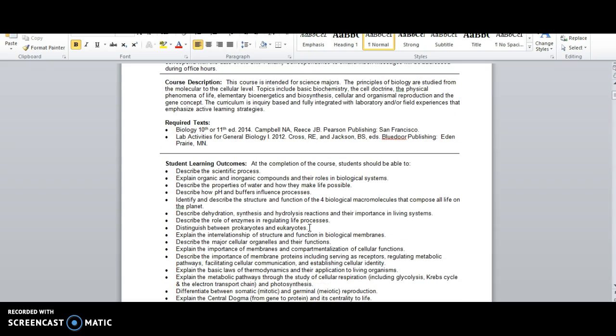The required material is some type of textbook. It can be the 10th or the 11th edition. If you can't afford either of those, you can rent the books, or you can just get an older edition. As long as it is by Campbell and Reese, it should be sufficient. Also, you're going to need a lab manual. These lab manuals are sold at the bookstore. Make sure you get the current one.